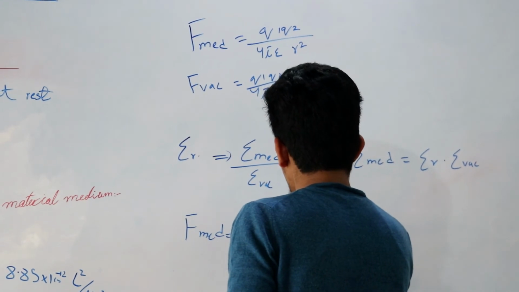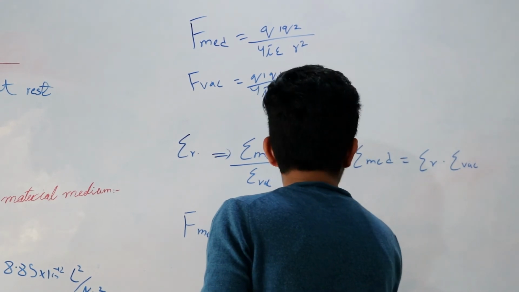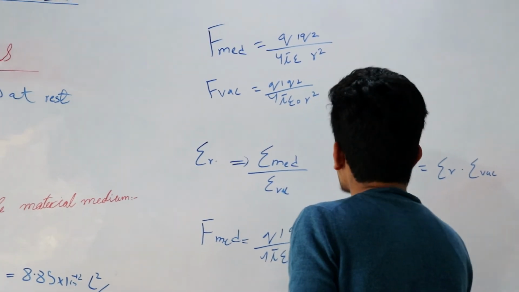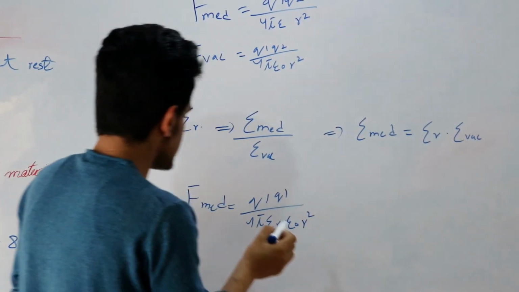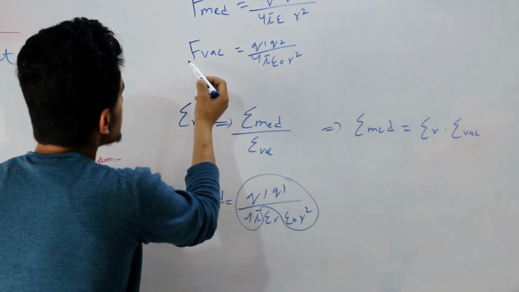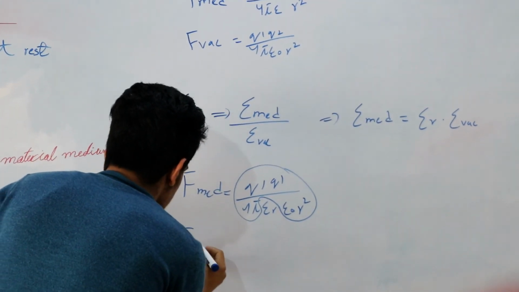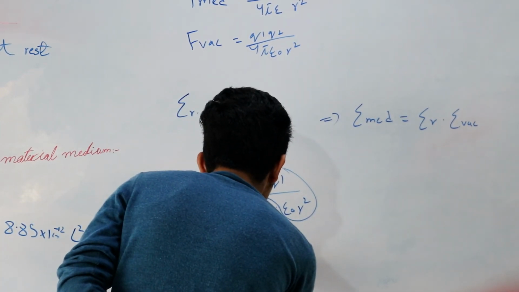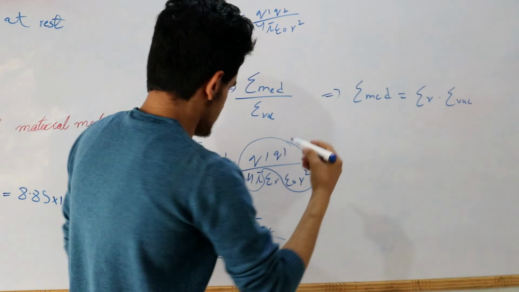force in medium equal to Q1 Q2 divided by 4 pi epsilon relative times epsilon naught r square. Now we can see that this whole value is equal to the force in a vacuum. So we can also write it as force in a medium is equal to force in vacuum over relative permittivity. This is the final answer.